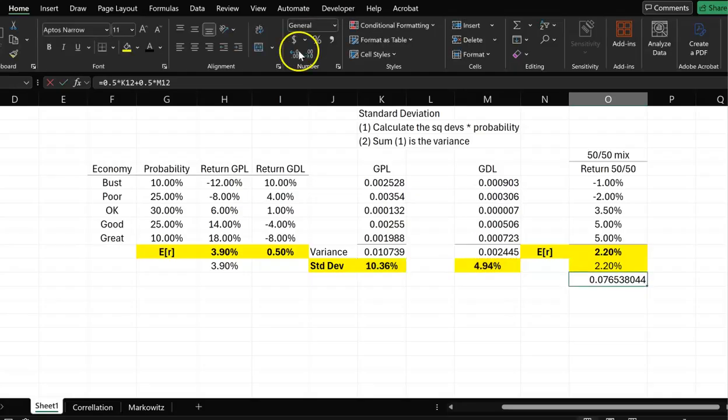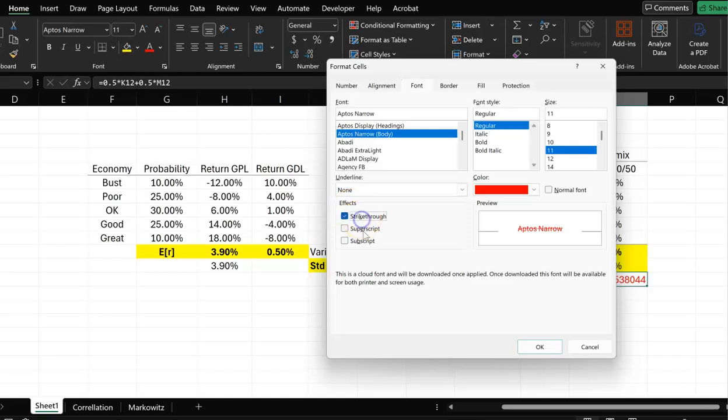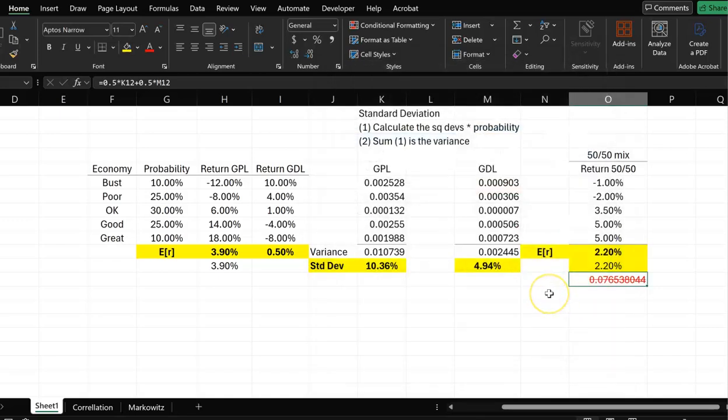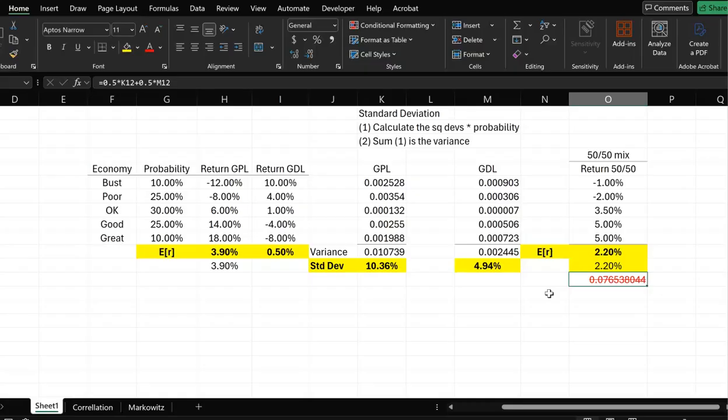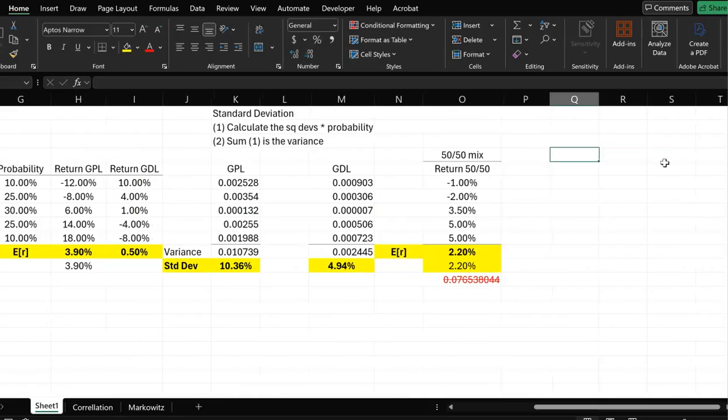All right? So I'm going to color that red and strike it out because that's not the right way to do it. You can do this for expected returns. It works for expected returns. It does not work for standard deviations. Okay, you have to do it the long way for standard deviations. So that's what I'm going to do here.